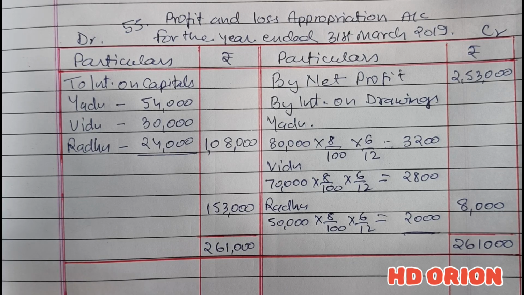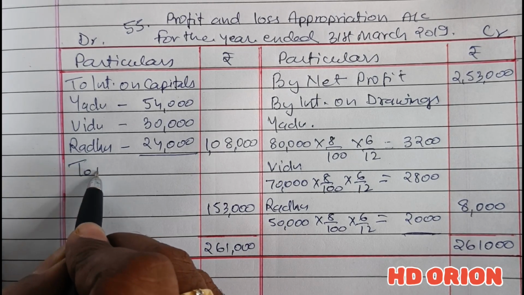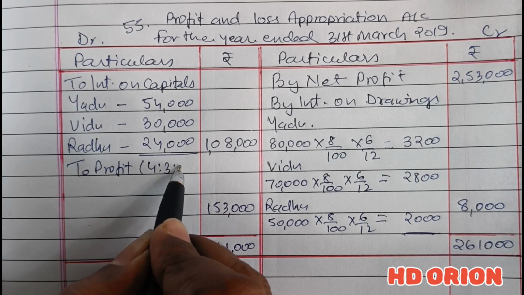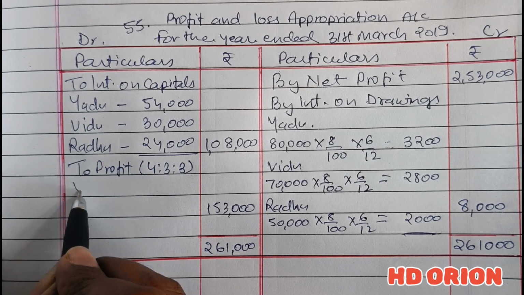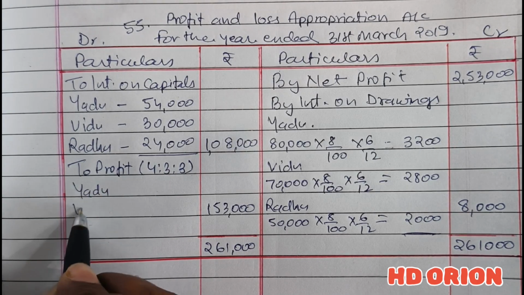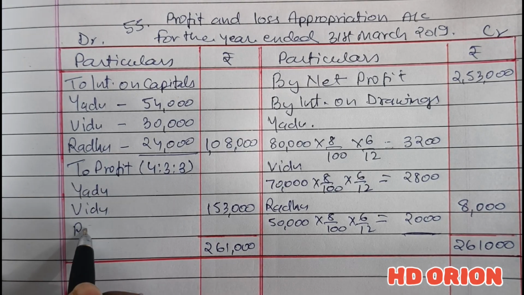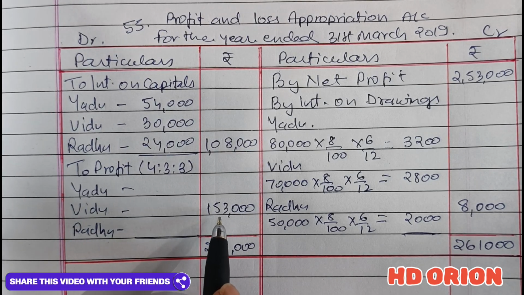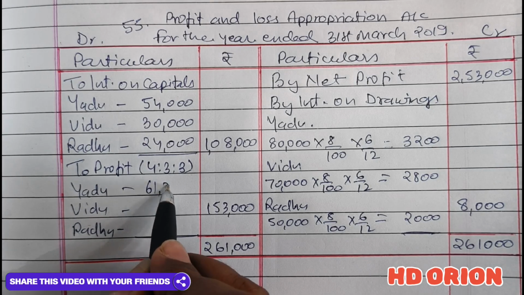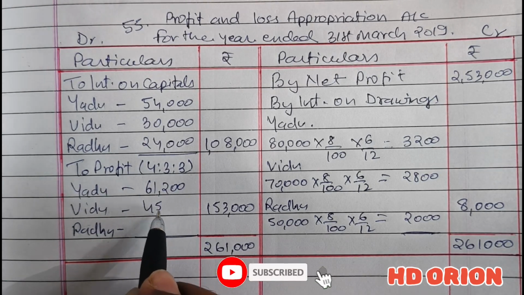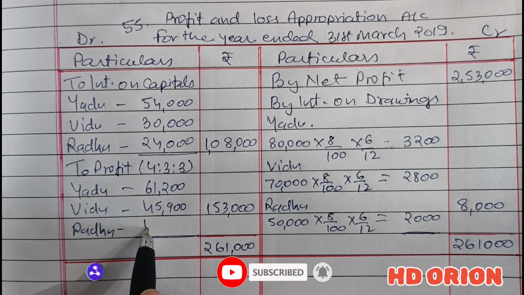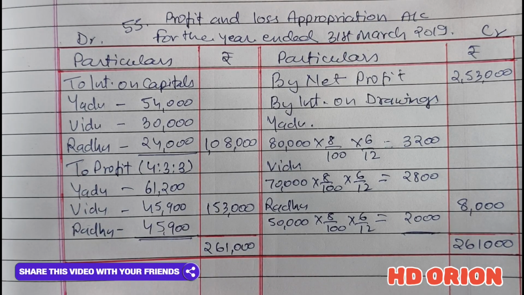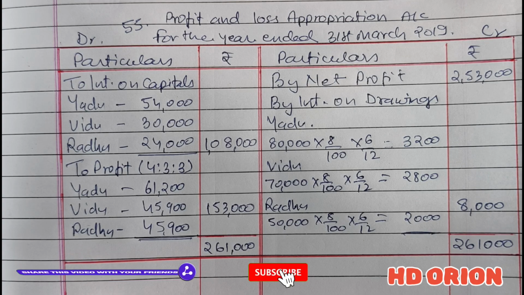which will be given to the partners in their profit sharing ratio. So to profit, and their ratio is as given in the question 4:3:3 to Yadu, Vidu and Radhu. So when you break it, it will be 61,200 and 45,900 and again 45,900. So this way profit and loss appropriation account is to be prepared for the year.